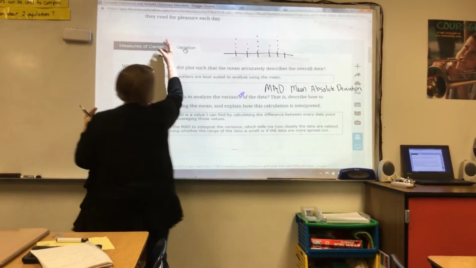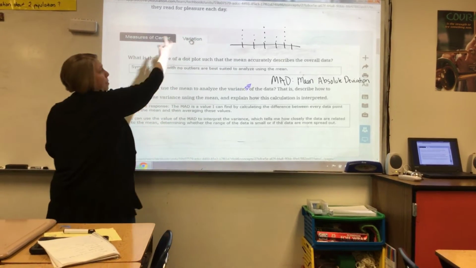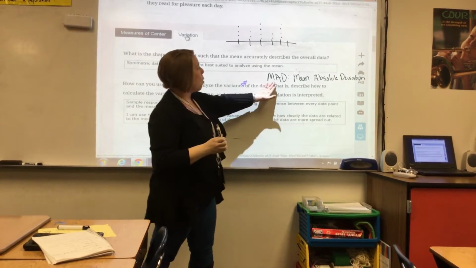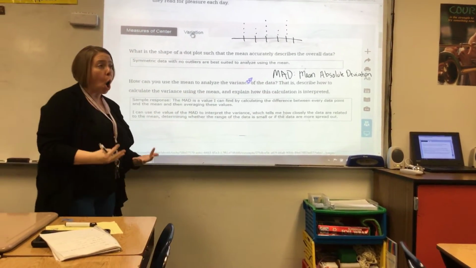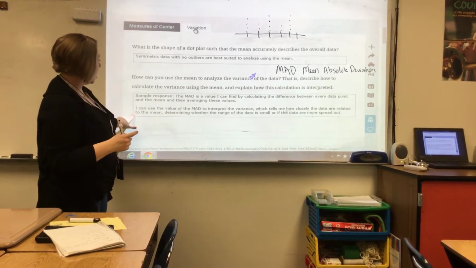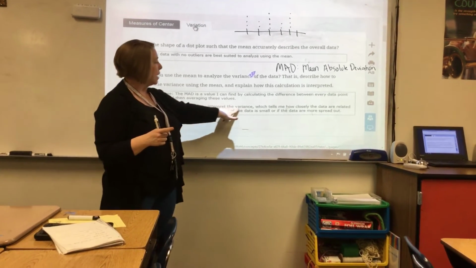If I have some really low scores down here, it's going to pull the mean lower. So I want the MAD to be small, not big. So here, I can use the value of the MAD to interpret the variance.